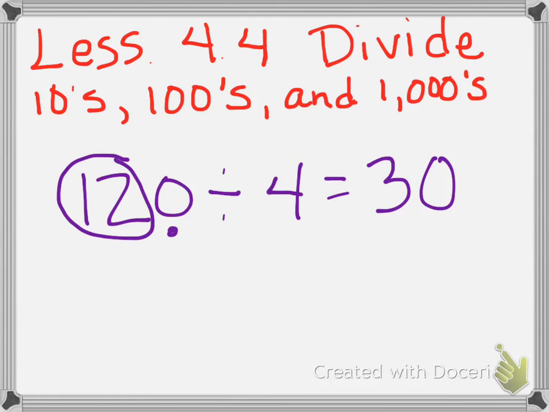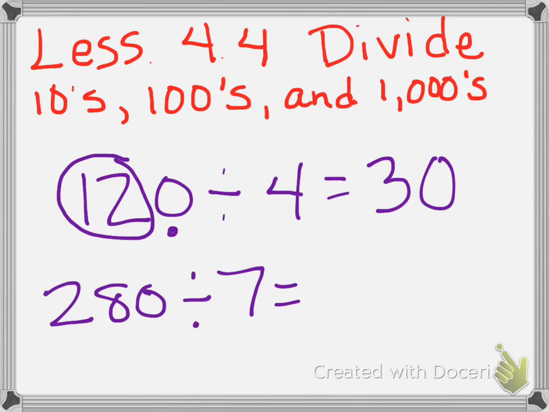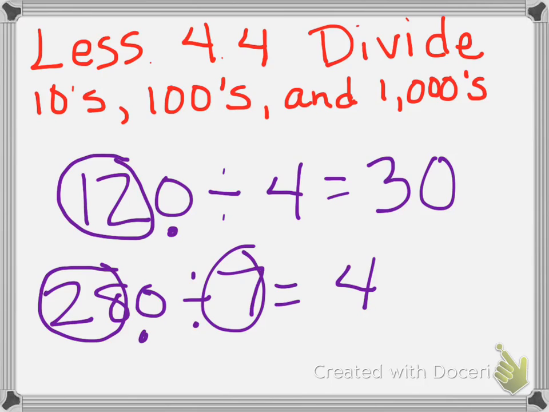Another example could be 280 divided by 7. And in my head I'm going to think of my basic facts. I know 28 divided by 7 is going to give me 4, but I have to multiply it by a 10, which is going to give me 40 as my final quotient.